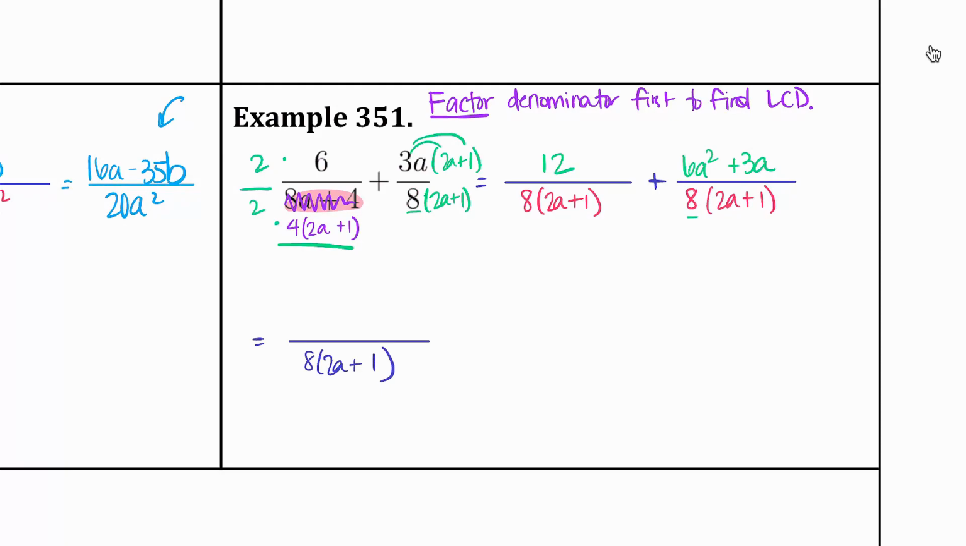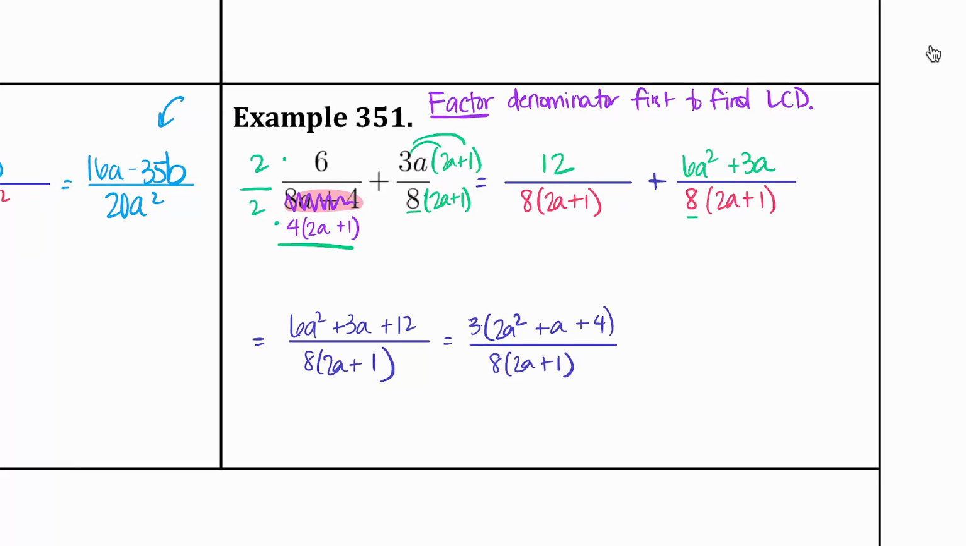Our numerators, we are adding. There's no like terms, so we just have 6a squared plus 3a plus 12. And if we wanted to see if we could factor and simplify, if we look at our numerator, we can take a 3 out there. We're left with 2a squared plus a plus 4 divided by 8 times 2a plus 1.